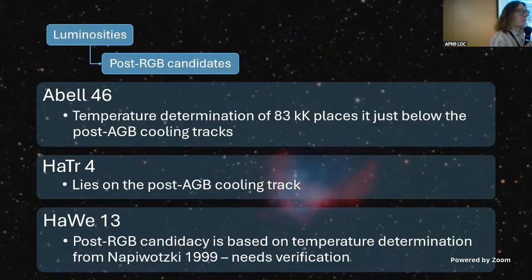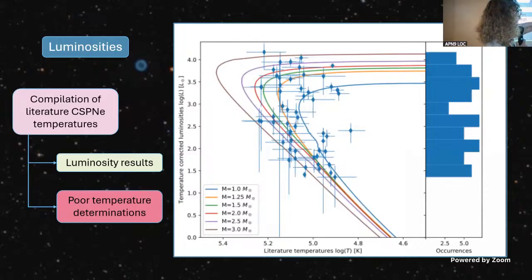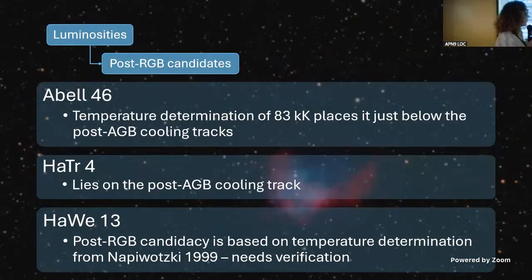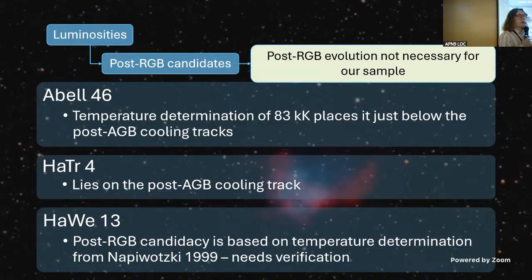HaTr 4, we just find that it lies on the post-AGB cooling track, so there's no real need for post-RGB evolution for that source. Harvey 13, which is kind of the most major outlier there, we find that its post-RGB candidacy really comes from a single temperature determination of Napiwotzki 1999. And I've been discussing this with Semi. And so this temperature determination has the same problems that he was discussing in his talk yesterday, and we think that it could quite likely be a lot higher. So we don't really find any need for post-RGB evolution in our sample.